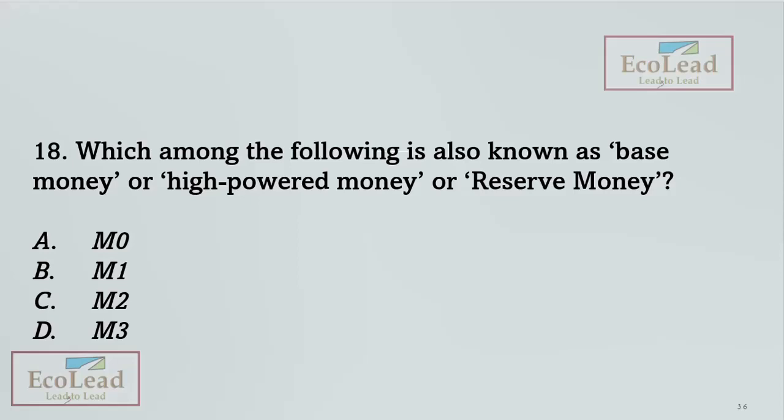Question number 18. Which among the following is also known as base money or high-powered money or reserve money? Options are M0, M1, M2 and M4. The right answer is A, M0. M0 is also called high-powered money or base money. Now let us move to the next question.